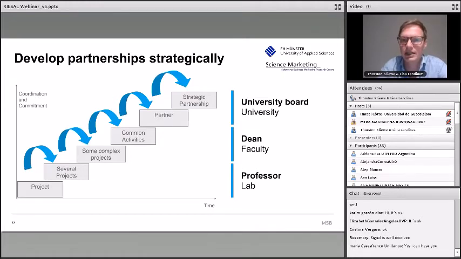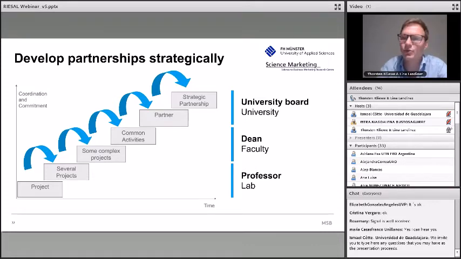So if it's not very strategic, on the very lower levels, the first projects, may it be a thesis with a student or a student project, this is managed on a professor level in the labs. Once it gets more complex and requires more coordination and commitment, it moves to the dean and the faculty level, who is managing it. And lastly, if we talk about more strategic partnerships, then it will be managed by the university board on the university level.